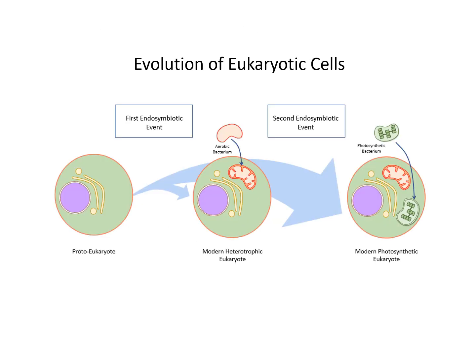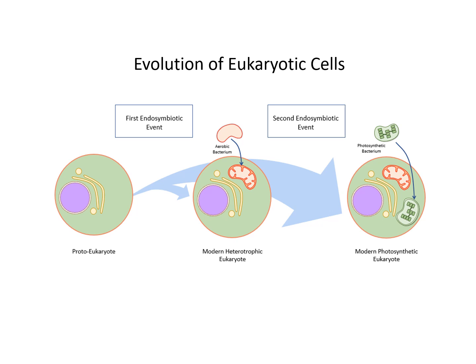This image illustrates the two major events of endosymbiosis. The first endosymbiotic event was the acquisition of aerobic bacteria capable of respiration. These bacteria were engulfed and eventually became mitochondria, powering cells with efficient energy production. The second endosymbiotic event involved the engulfment of photosynthetic cyanobacteria, which later evolved into chloroplasts.